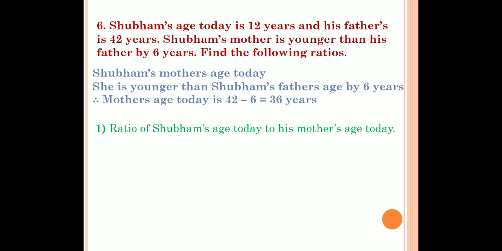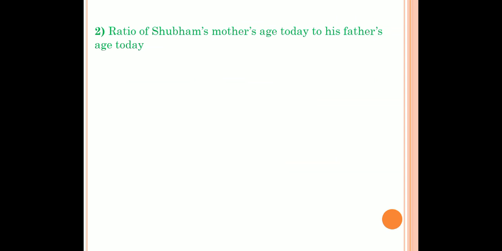That is, the ratio of Shubham's age today to his mother's age today. Let us see. Shubham's age is 12 years and mother's age we just found out is 36 years. So that is 12 is to 36, equal to 12 upon 36. That is equal to 12 into 1 upon 12 into 3. Then we are left with 1 upon 3, that is equal to 1 is to 3. So now we have found out the ratio of Shubham's age today to his mother's age today is 1 is to 3.